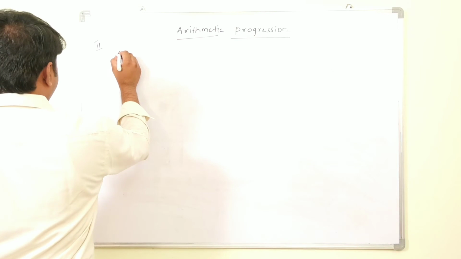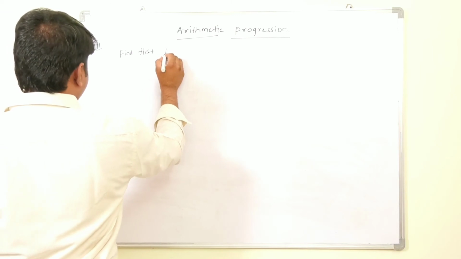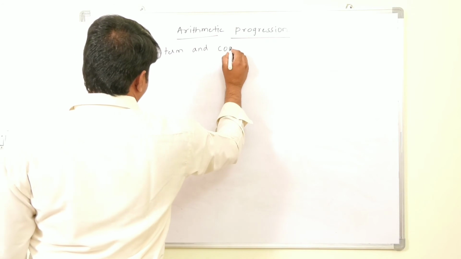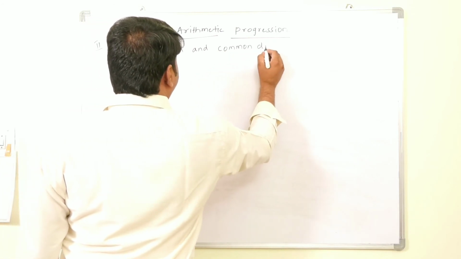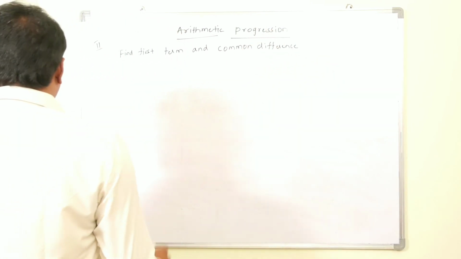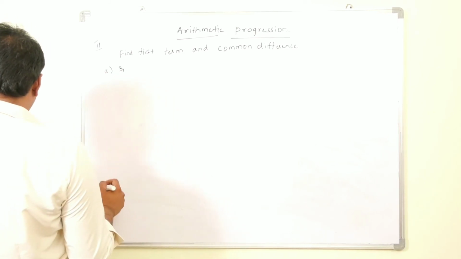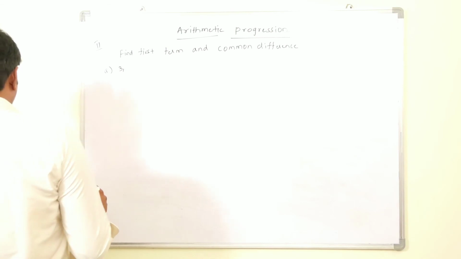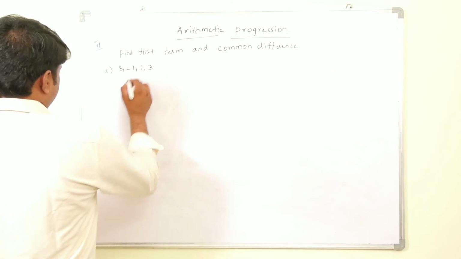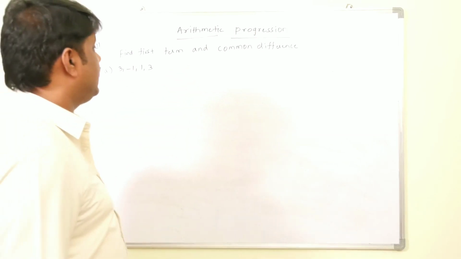From the following AP, find the first term and common difference. First term, common difference. Let us write the first thing. That is 3, and next minus 1, 1, 3. This is the series which is an AP he has given.